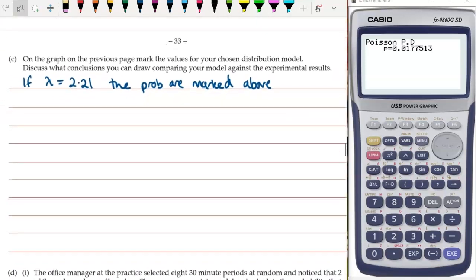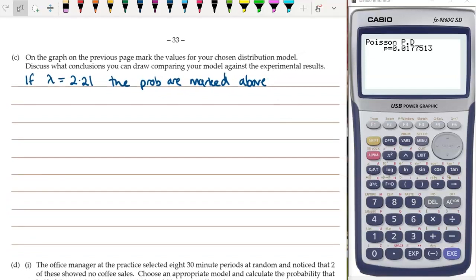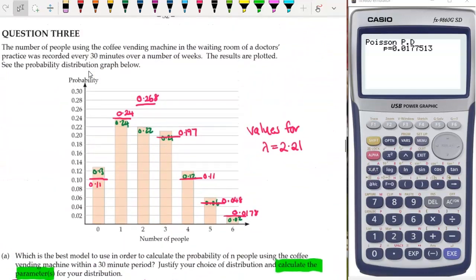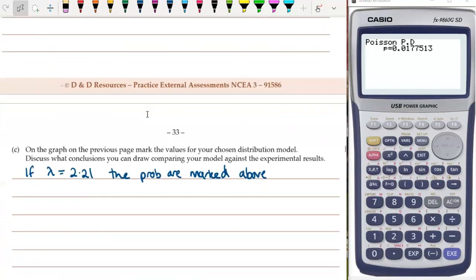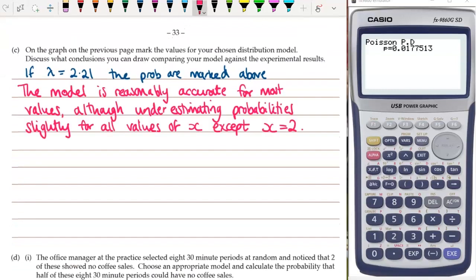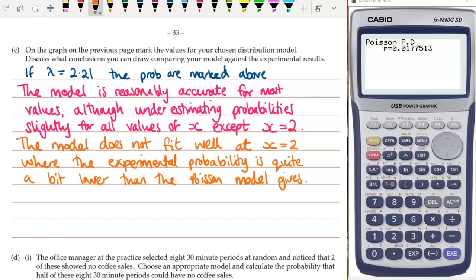Discuss what conclusions you can draw comparing the model against what we had on the histogram, not histogram, bar chart. So looking back at it now, we can see that it's reasonably accurate for x equals 0, and reasonably accurate for x equals 3, very accurate for 1 and 6, mostly there, but perhaps a little undercooking it on 0, 3, 4, and 5, but not so accurate for x equals 2. And then at x equals 2, it's not a good fit. And there's a full write-up of how I've put those down.